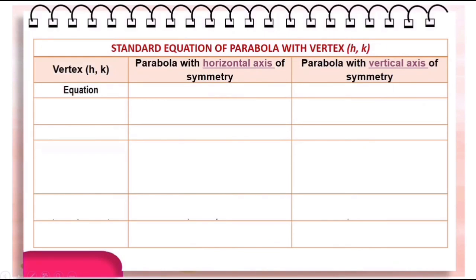In this video, we're going to talk about parabola with vertex at (h, k). The equation of the parabola with horizontal axis of symmetry is (y minus k) squared equals 4p times (x minus h), while the equation of the parabola with vertical axis of symmetry is (x minus h) squared equals 4p times (y minus k).